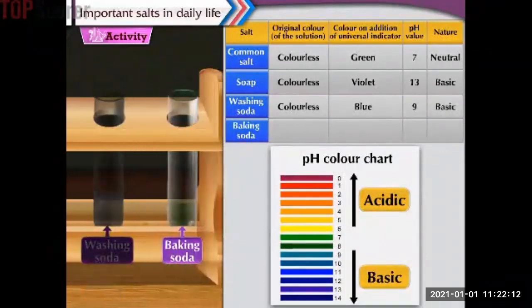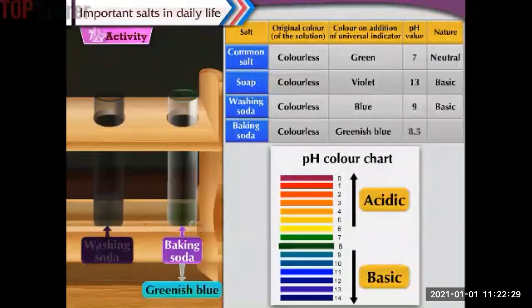The solution of baking soda is also originally colorless. On addition of the universal indicator, its color changes to blue. On comparing this color with the pH color chart, we find that the pH of baking soda solution is 8.5. This indicates that the solution of baking soda is basic.